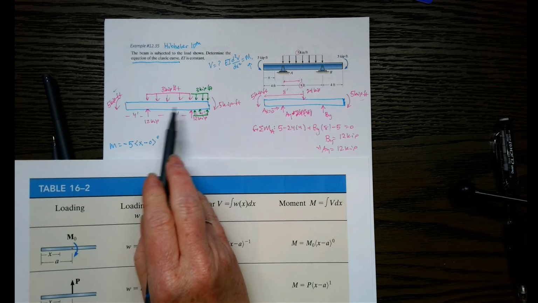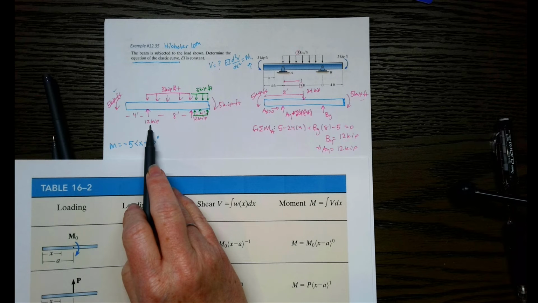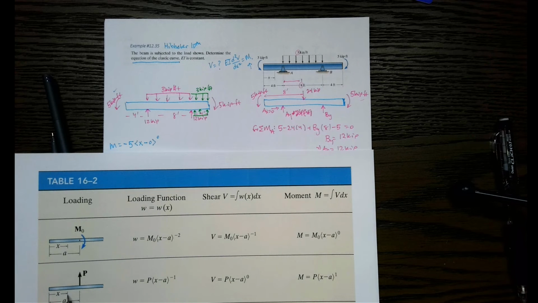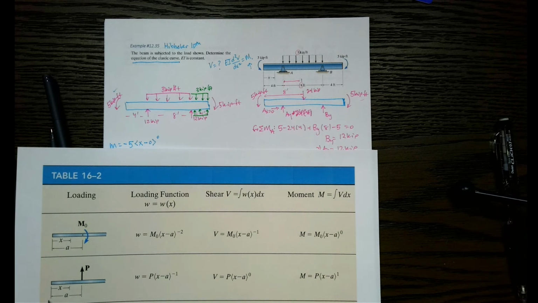Now go to the right again. Now we've got this applied load, 12 kip. Well, we look here at the table. Here's one with an applied load. Again, notice we've got x. Here's a. A is just the distance between the left side and where that force is applied.